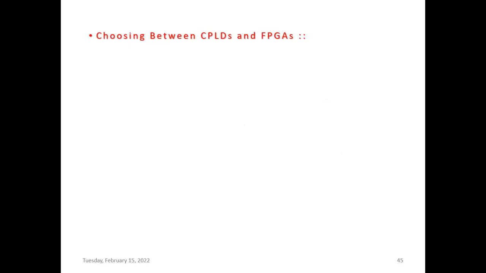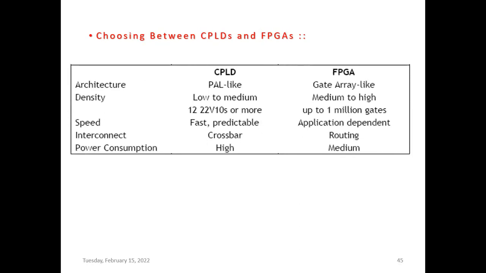Now we come to the very interesting difference between CPLD and FPGA. We already know the difference between ASIC and FPGA. We give some points like architecture, density, speed, interconnect, power consumption. Based on that, CPLD architecture is PAL based, programmable array logic based, whereas FPGA is a gate array. Density wise, CPLD is low to medium, whereas FPGA is medium to high, with up to 1 million gates in case of FPGA.